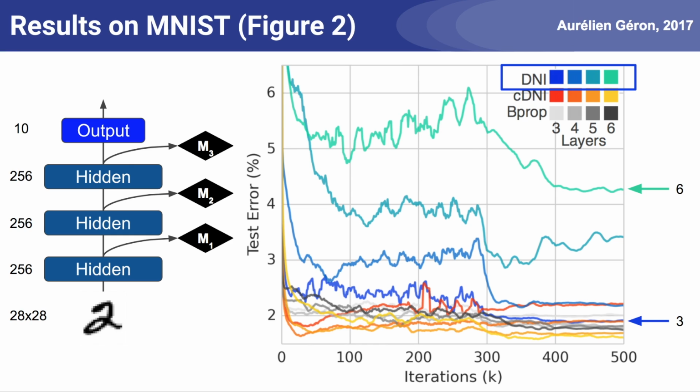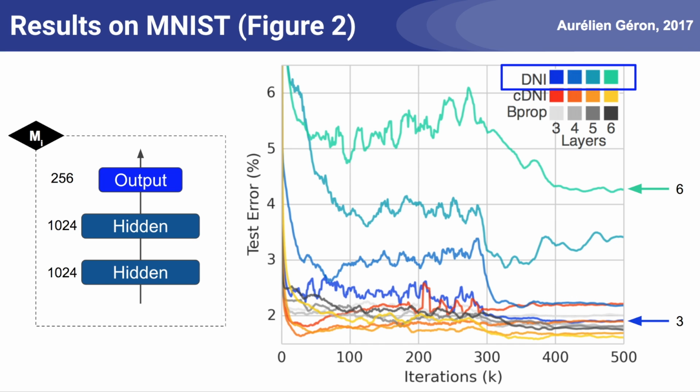When you add more layers, the network's performance actually decreases and training time increases. That's not great. Note that each synthetic gradient model is actually composed of 2 hidden layers of 1024 neurons each, and 1 output layer of 256 neurons. They also used batch normalization and the ReLU activation function in the hidden layers here.